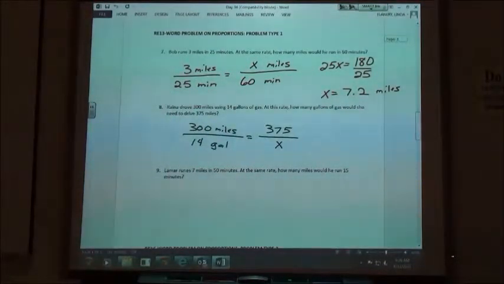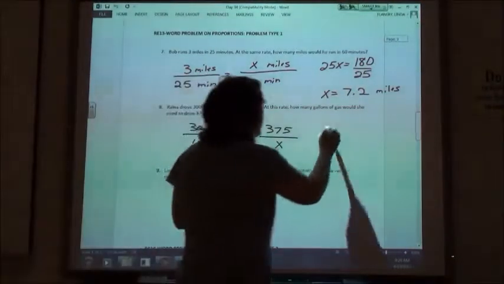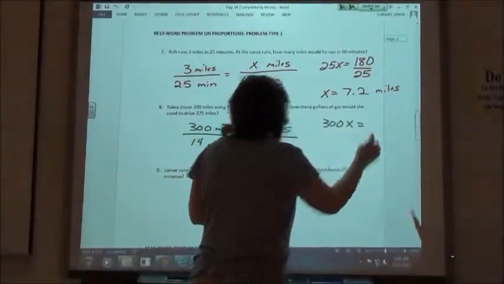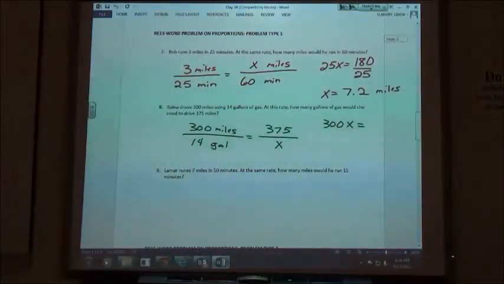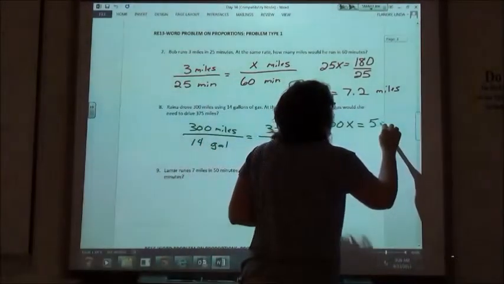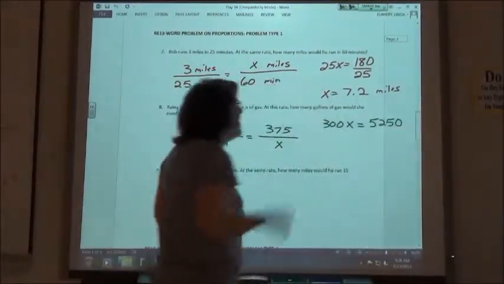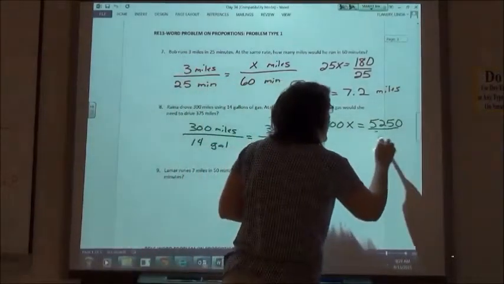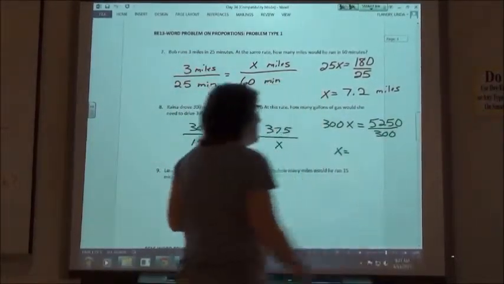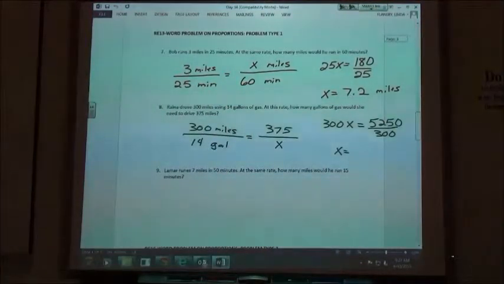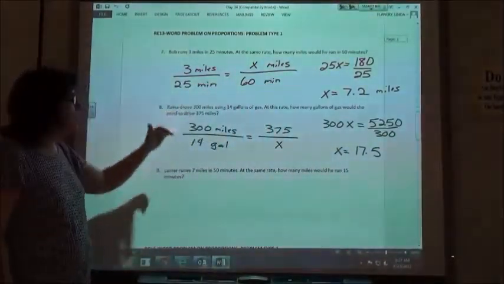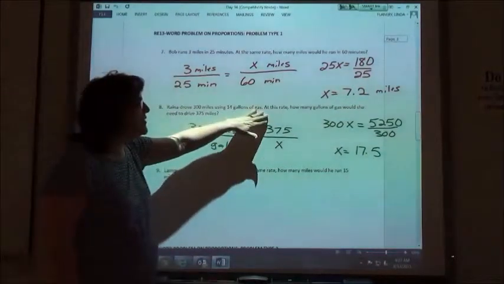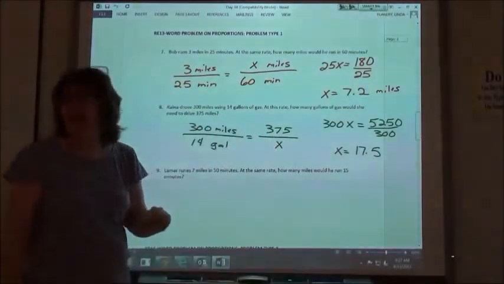So cross multiplying here, I like to do the pair with the x, so 300x would equal, and what's 14 times 375 then? 5,250? Yes. And then again, in order to solve that for x, all we're going to do is divide. 17.5. So if we go 300 miles using 14 gallons of gas, we can go 375 miles if we use 17.5 gallons of gas.